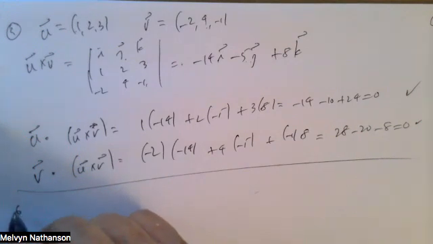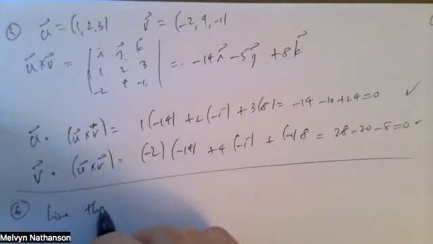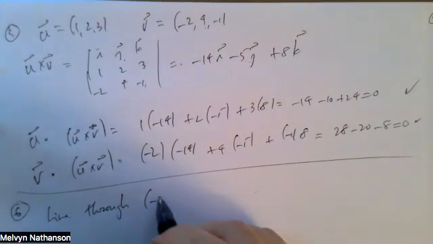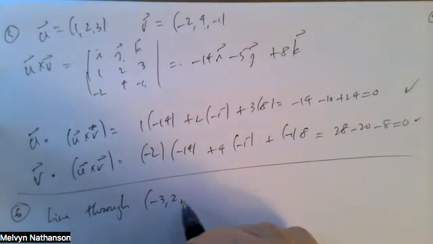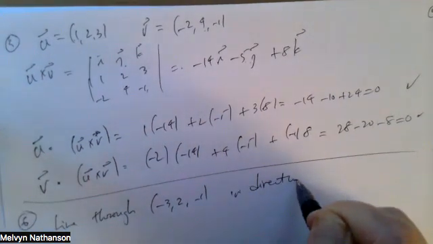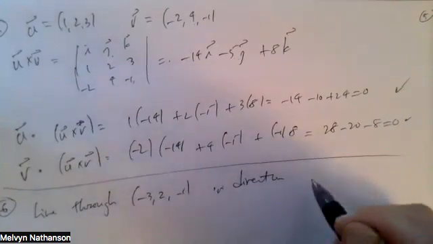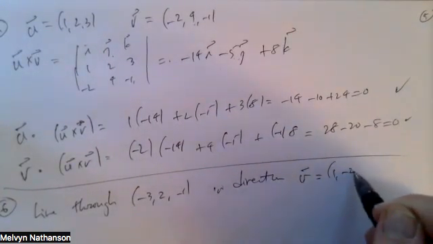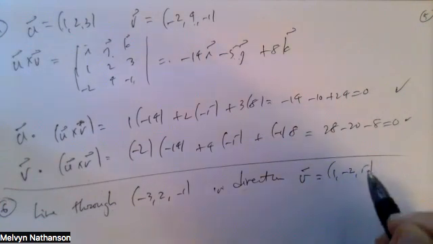Number 6. Find the equation of the line through the point minus 3, 2, minus 1 in the direction of the vector v equal 1, minus 2, 5.